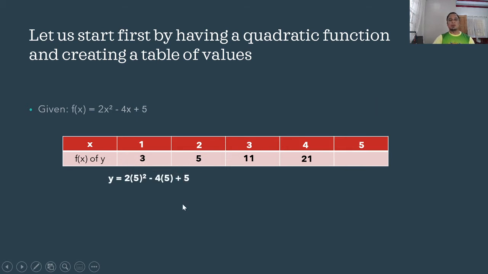And this will be our quadratic function. Y is equal to 2 times the square of 5 minus 4 times 5 plus 5. And y is equal to 50 minus 20 plus 5. Simplifying this, we come up with 35. So the value of y is 35 if we have here now 5 as the value of x.